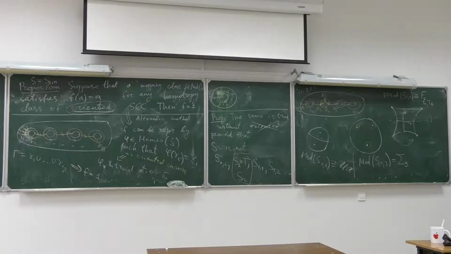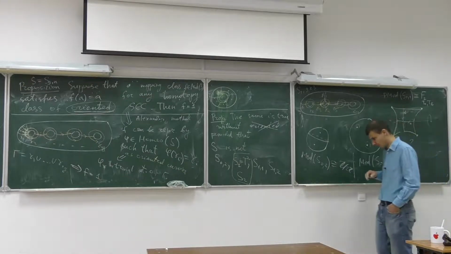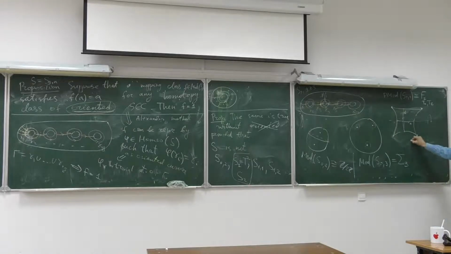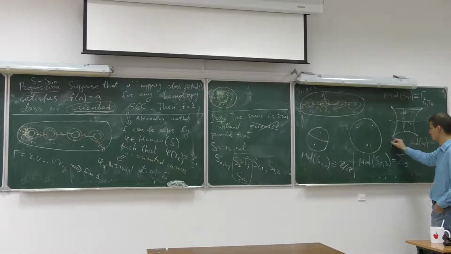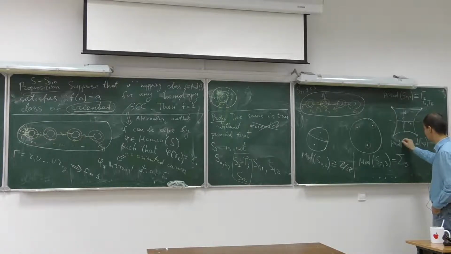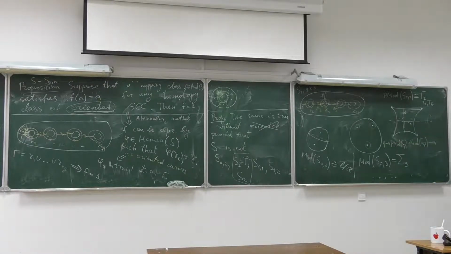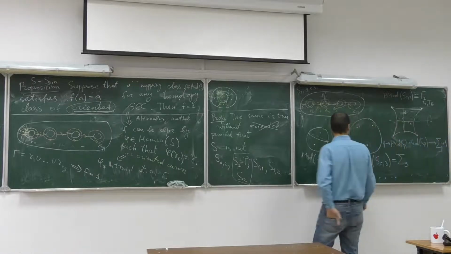And then the whole mapping class group contains here the pure mapping class group, and the quotient is of course the group of permutations of the punctures.